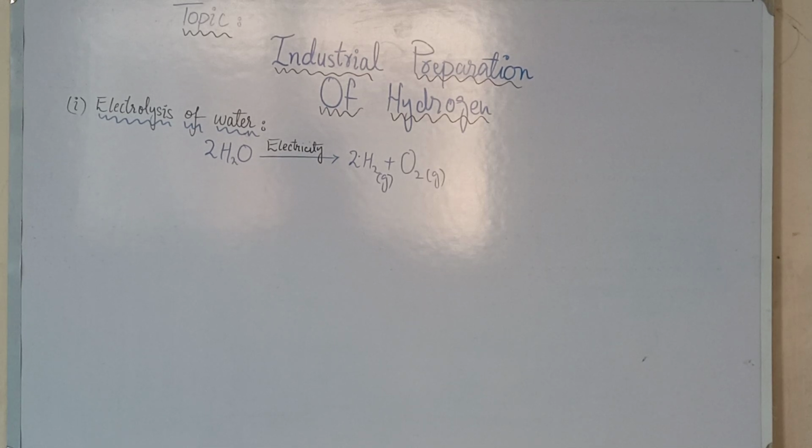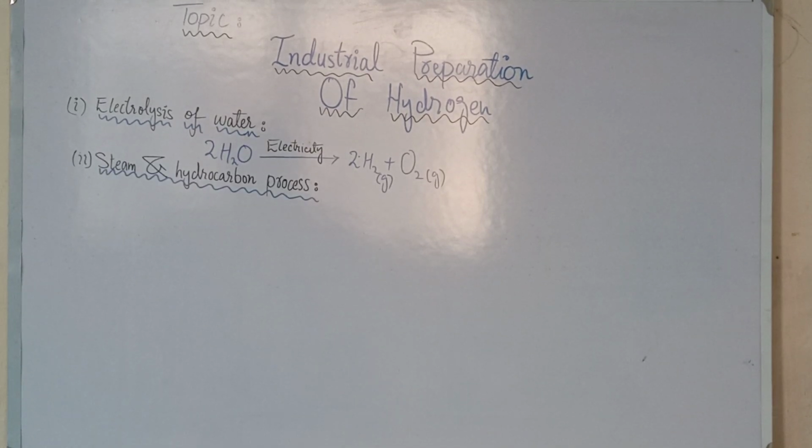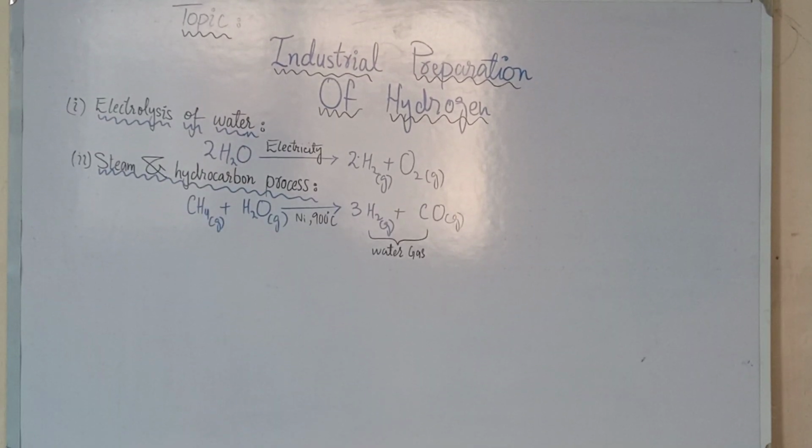Now the second process is the steam and hydrocarbon process. A mixture of steam and natural gas when passed over nickel catalyst at 900 degrees centigrade produces a mixture of hydrogen and carbon monoxide, commonly known as water gas. Here natural gas contains about 94.60% methane. So the chemical equation becomes, as you can see on the board.